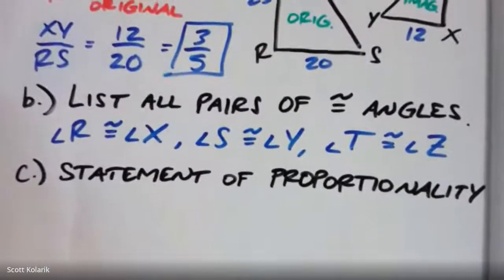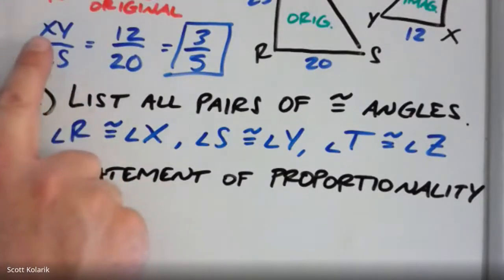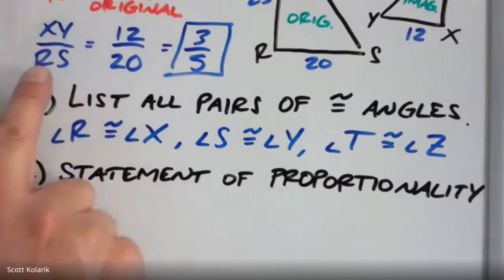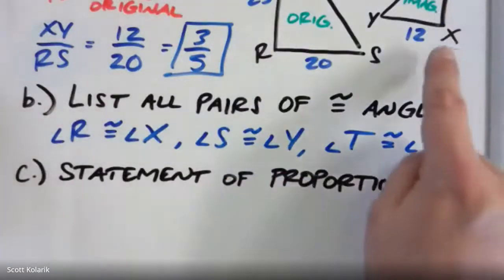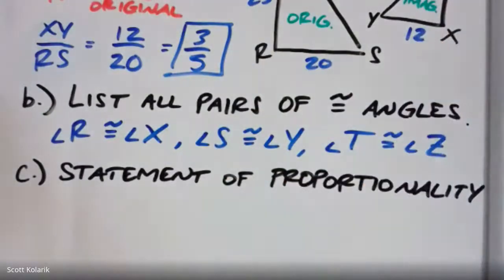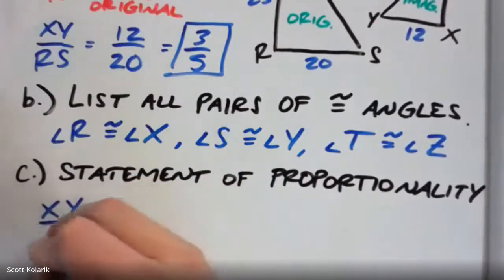One of those ratios is going to be the same one I did for part A. I just, again, need to be careful about making sure my image is on top in the numerator and my original figure is in the denominator. Original being the larger RST, image being the smaller XYZ. So just starting with what I had in part A, XY over RS.